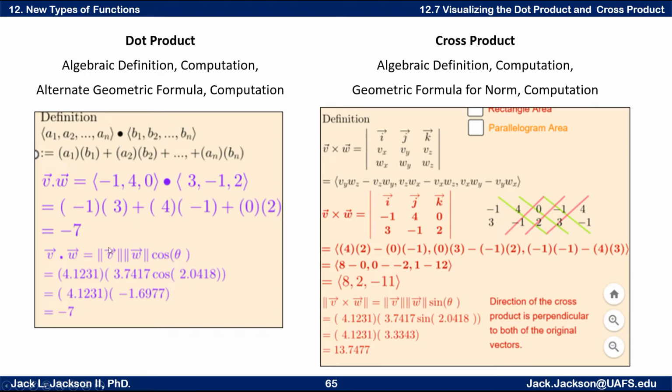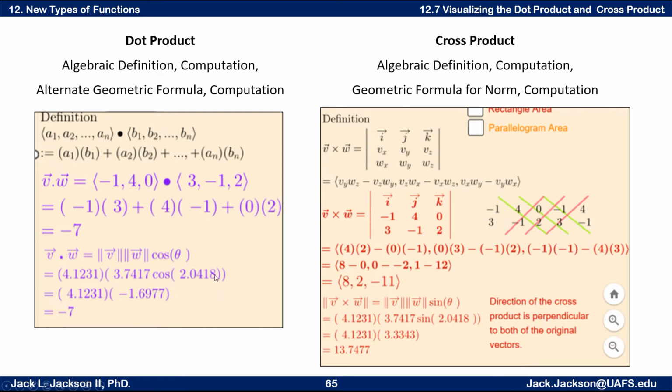Now the norm of v is actually given by this extended version of the Pythagorean theorem. So it's the square root of -1 squared plus 4 squared plus 0 squared. So that's 1 plus 16 is 17 plus 0 is 17. So this 4.1231 is an approximation of the square root of 17. And the one for w is the square root of, let's see, 3 squared plus 1 squared plus 2 squared. So it's 9 plus 1 is 10 plus 4 is 14. So this 3.7417 is a decimal approximation of the square root of 14.